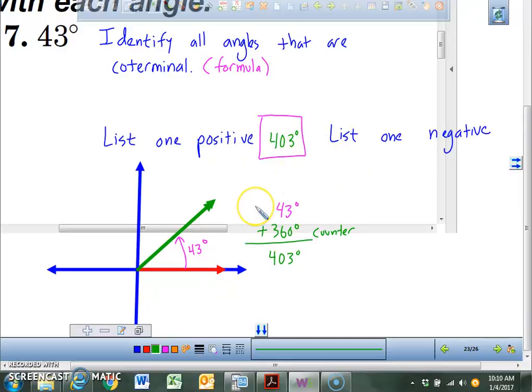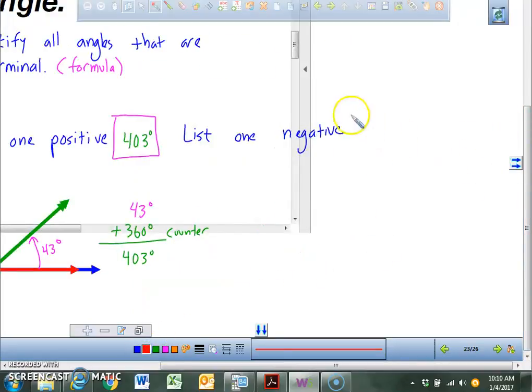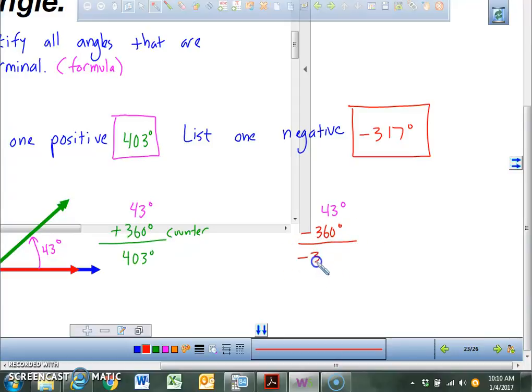Now, you're right. The other one you said was 317? But that would actually be the negative version. It says list one negative, so you could say this would be the negative version of a coterminal angle. So what did we start at? We started at 43. And what are you going to do this time? You're going to take away 360 degrees, right? And we get negative 317 degrees.